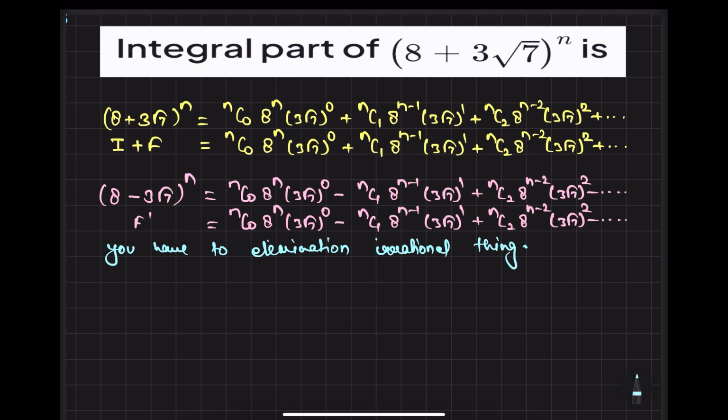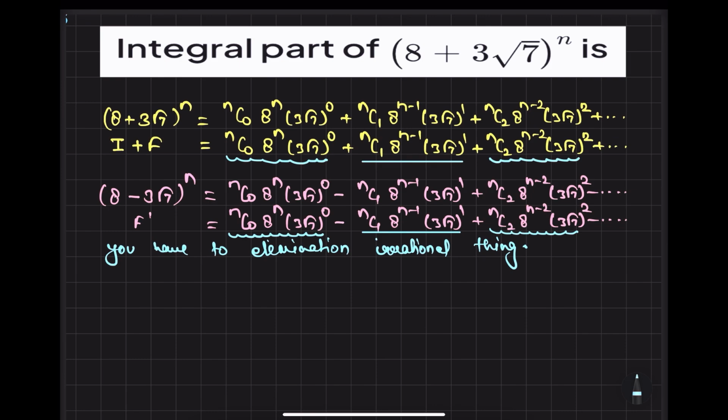Now look at this. Do you think this component will be irrational? No, because it has nC0, which is a rational number, 8^n, which is a rational number, and (3√7) to an even power is a rational number. So this is also rational. Now look at this: nC1 is rational, 8^(n-1) is rational, but (3√7)^1 is an irrational number. So this component is irrational. This component is rational because the power is even. Root 7 power 2 becomes 7, so it is rational.